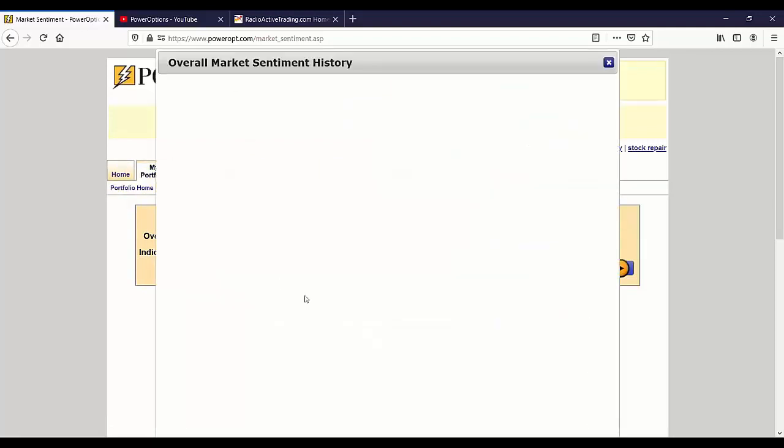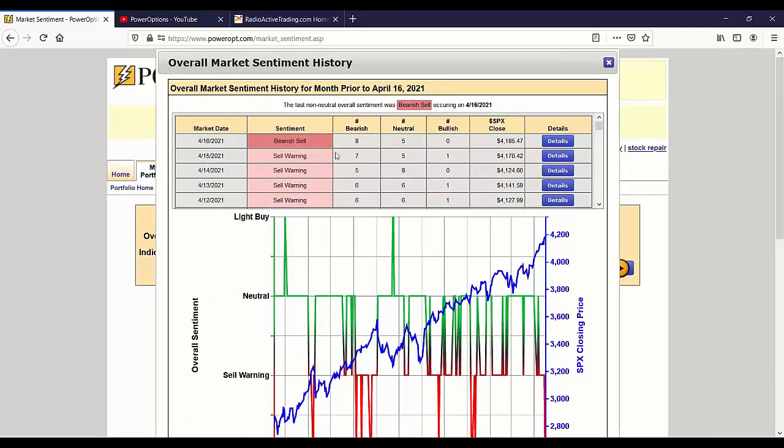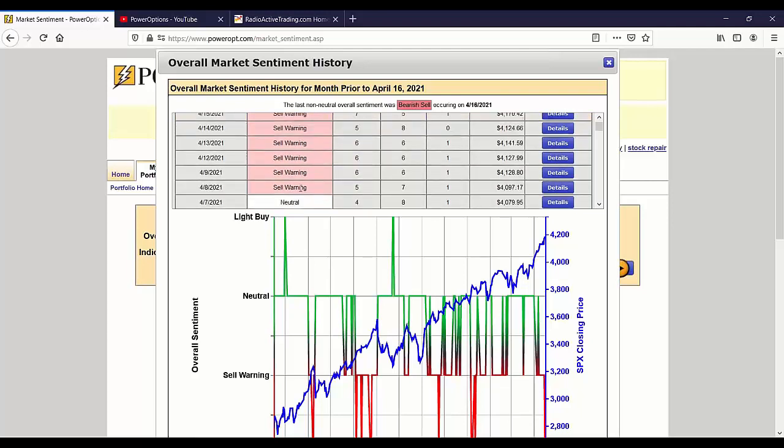Earlier this week, let me go to the view here, overall sentiment. Earlier this week, you see the sell warning start to pop up. Okay, it was 7-5 and 1. That's what it was yesterday. And then it moved into the strong bearish sell warning today. When I see 2 of those in a row, that's when I start doing things.